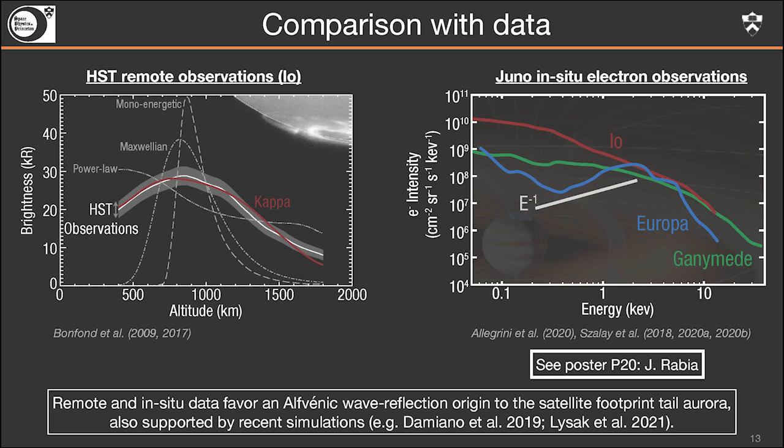If it were quasi-static acceleration, you might expect a Maxwellian or monoenergetic distribution, and those were not consistent with the altitude distribution. What was essentially a spot-on match was a kappa distribution, compared to the observations, which was then very consistent with broadband acceleration from Alfvénic electron acceleration.